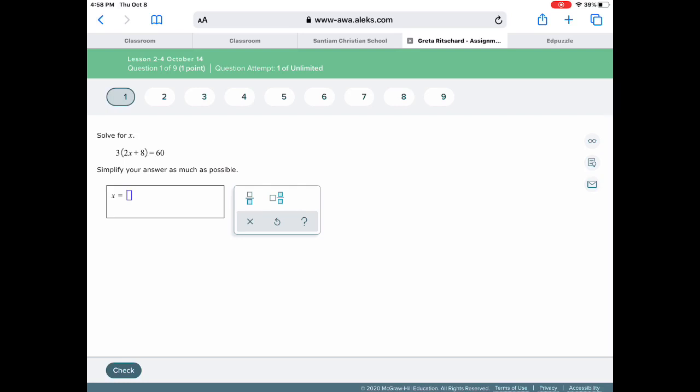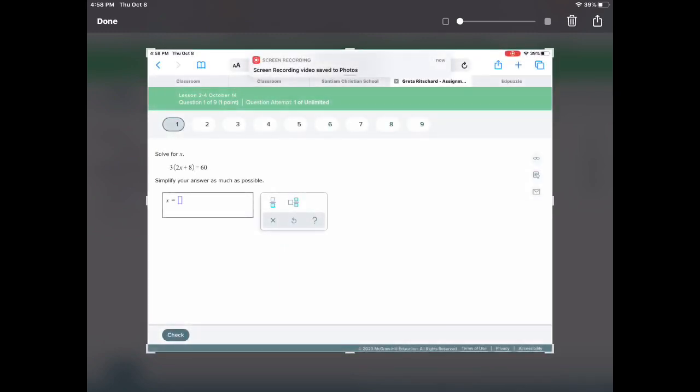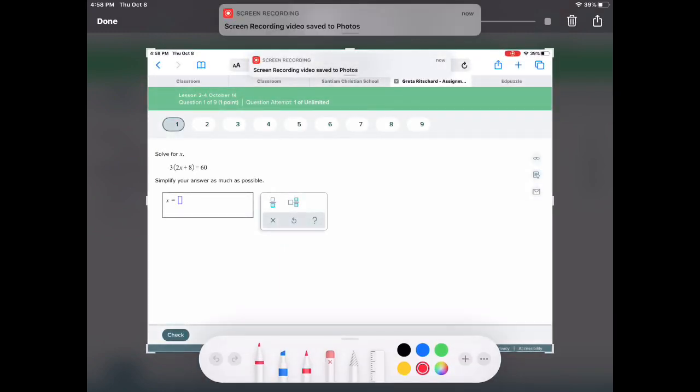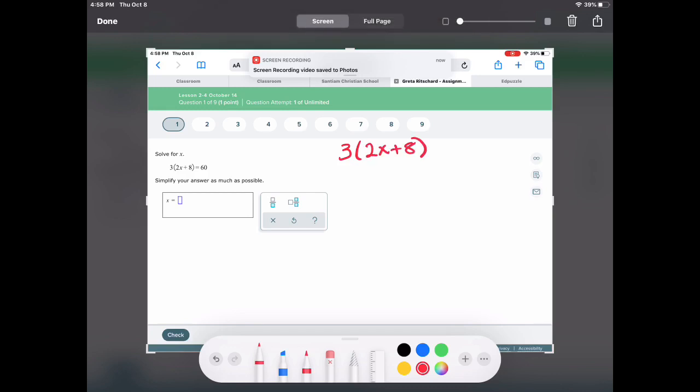Hi guys, I'm going to work through some problems from your homework in case you have some questions, and I'm just going to do some working through. So if I'm solving this problem, I could use the distributive property, but in this case I'm going to choose to just divide by 3 because it's just much simpler that way.